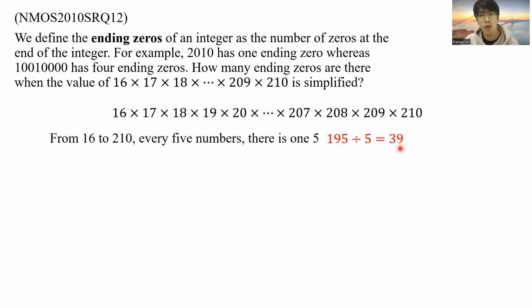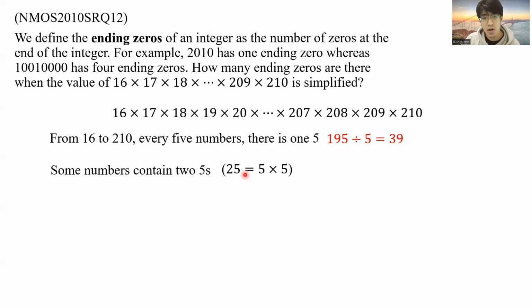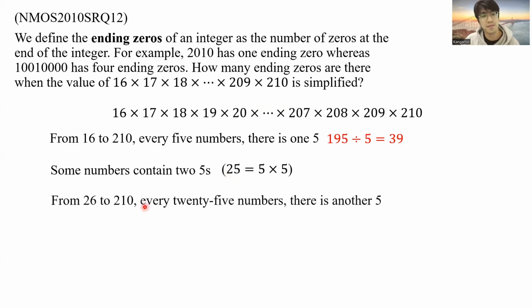But can one number contain just one 5? That's the question. And the answer is no. For example, some numbers do contain two 5s, such as the number 25. So we still have to find out how many such numbers exist. Now, if 25 is the first number that contains two 5s, we can look at the numbers from 26 to 210: for every 25 numbers, there will be another 5. So for every 25 numbers, we can find a number that contains two 5s.